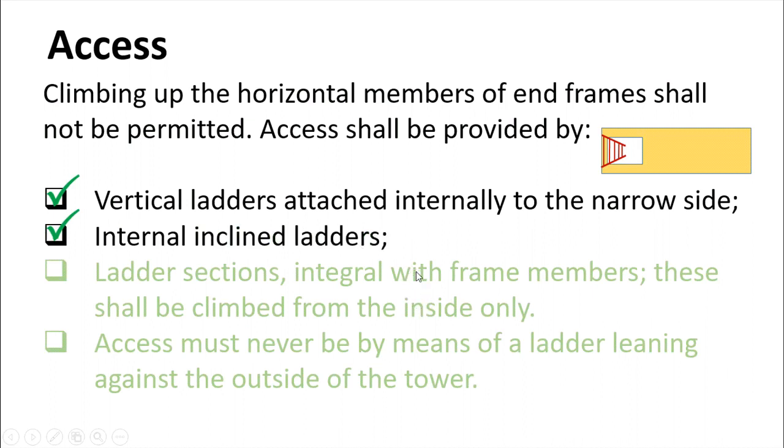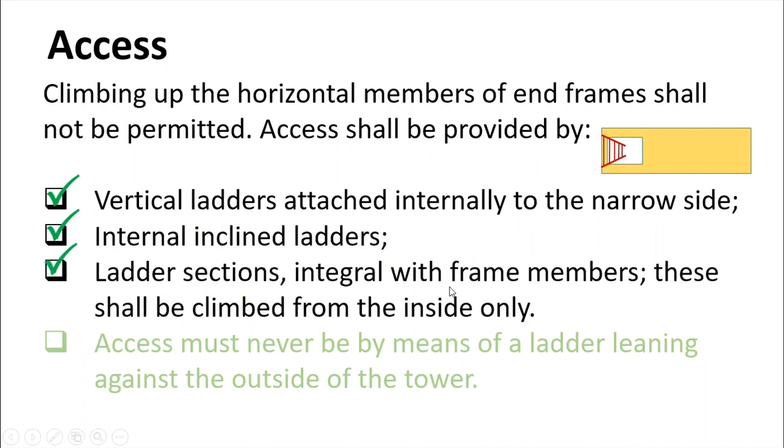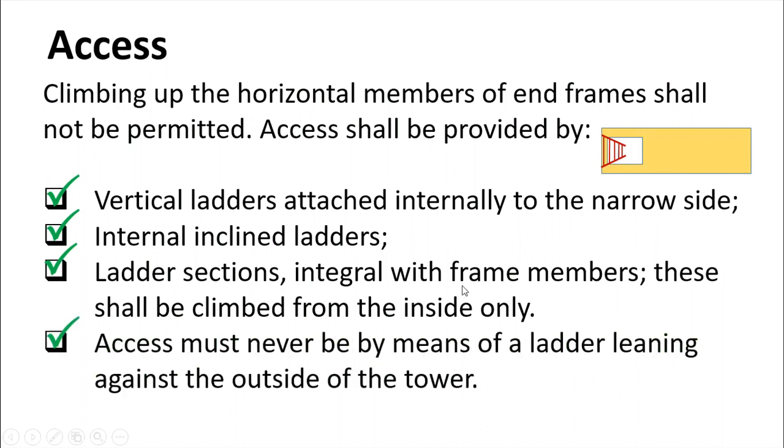Internal incline ladders. Ladder sections integral with frame members shall be climbed from the inside only. So that means if you have a ladder, you cannot climb it from outside, it should be climbed from inside. This is to make sure that when you are climbing on the ladder, the scaffolding is still stable to carry your load, carry your movement. Access must never be by means of a ladder leaning against the outside of the tower.